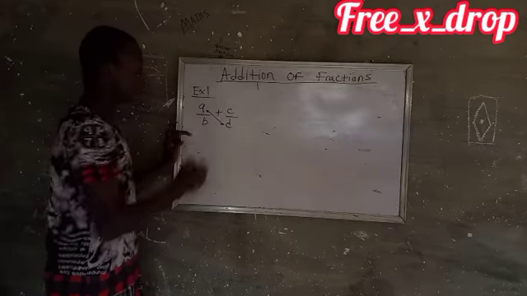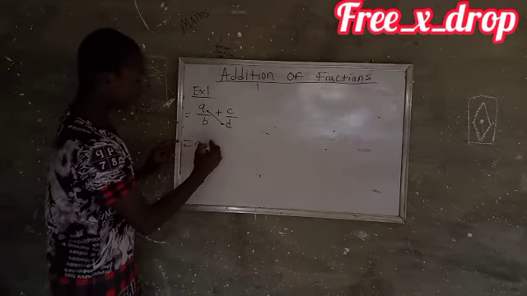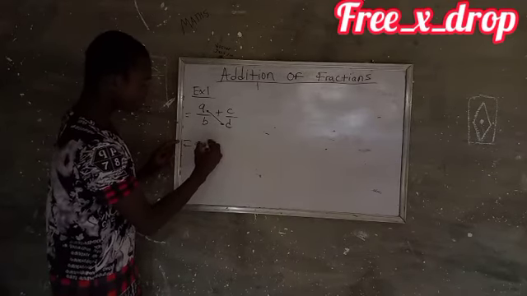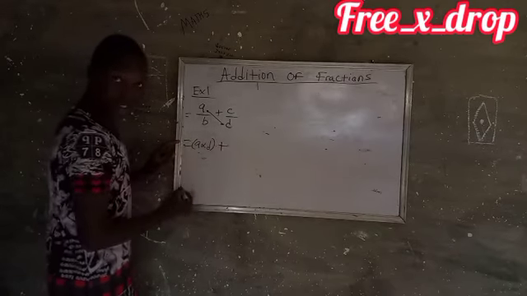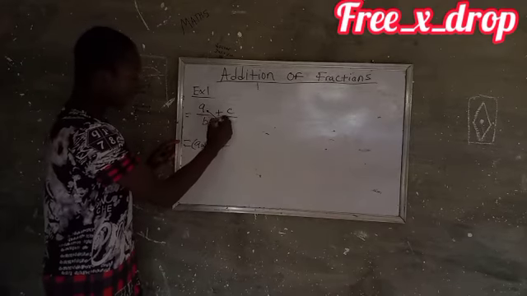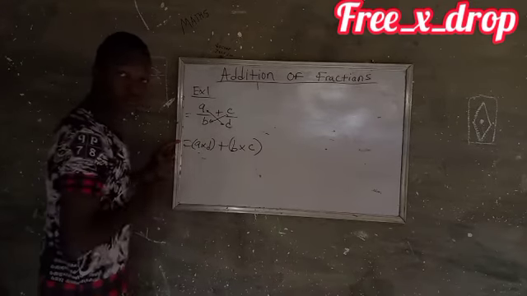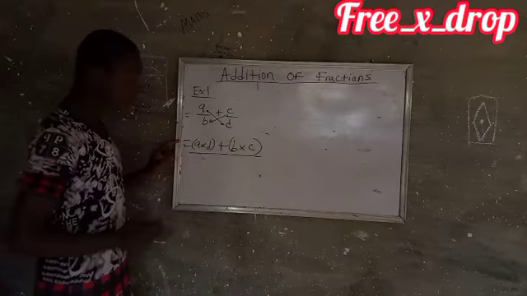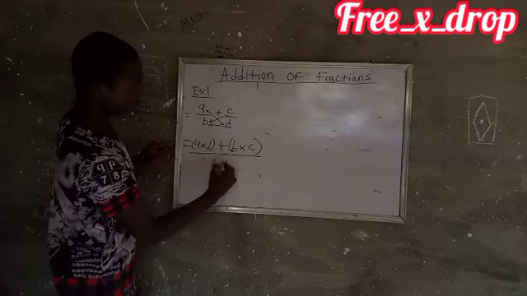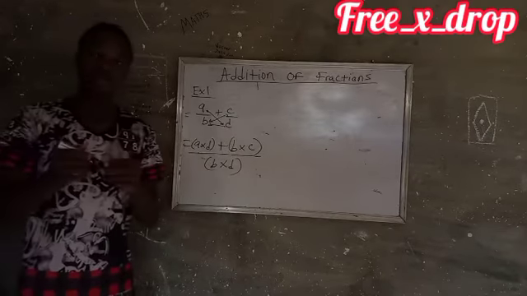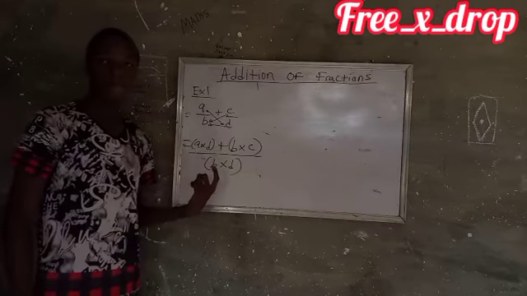A times D, in brackets, plus your sign there, B times C, all over B times D. This is it. And you are going to get exactly the same answer with this formula.